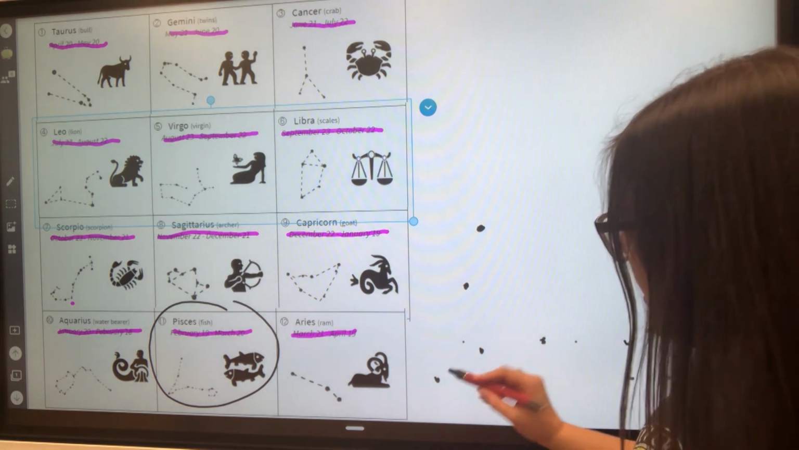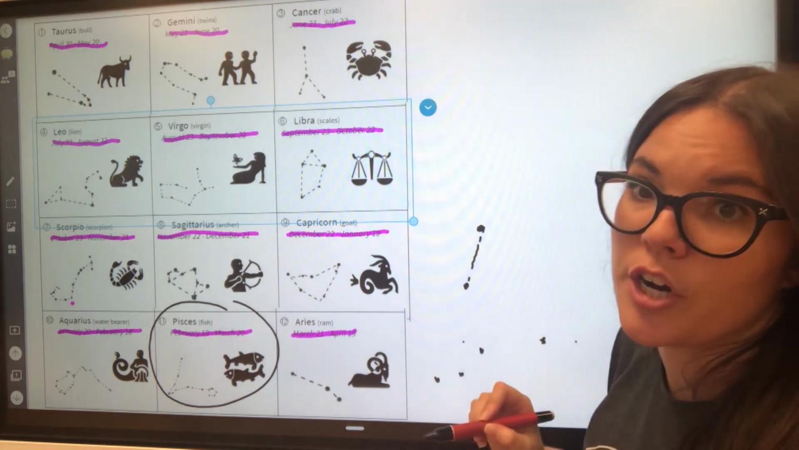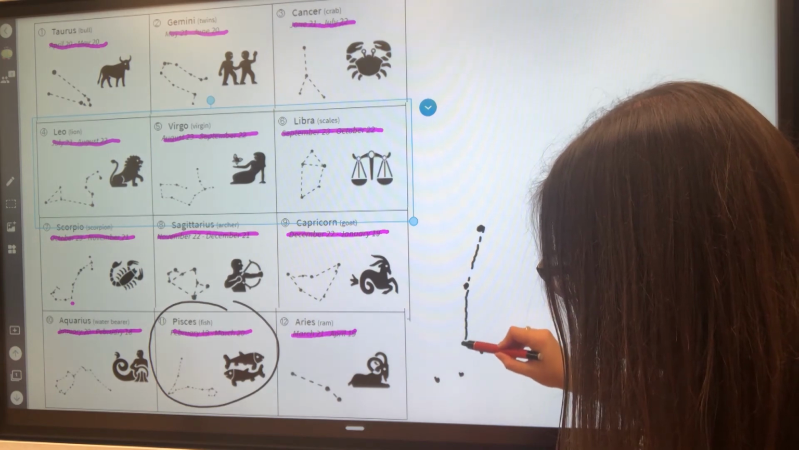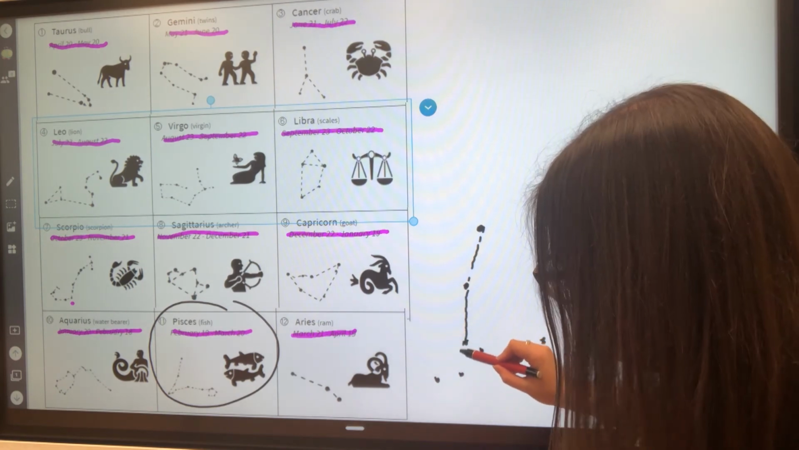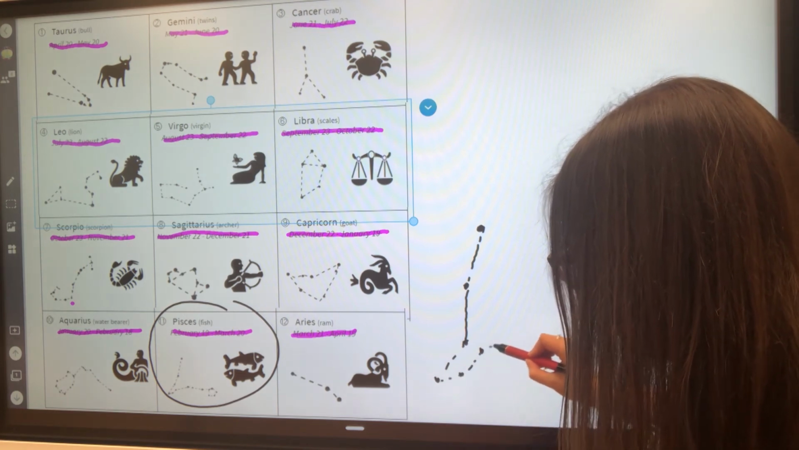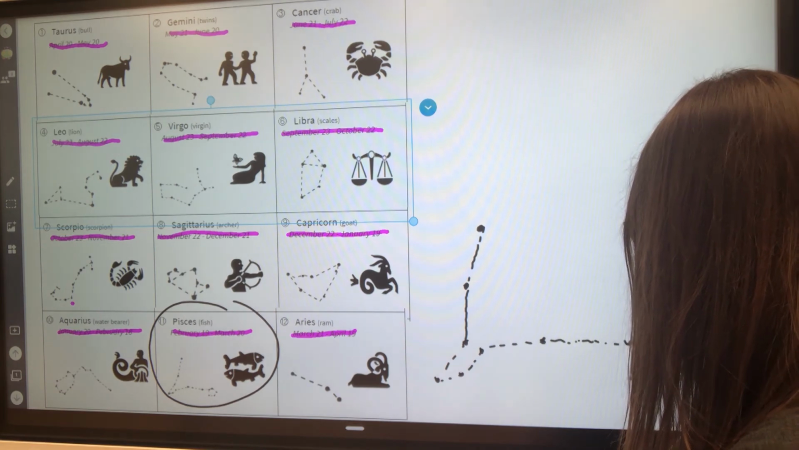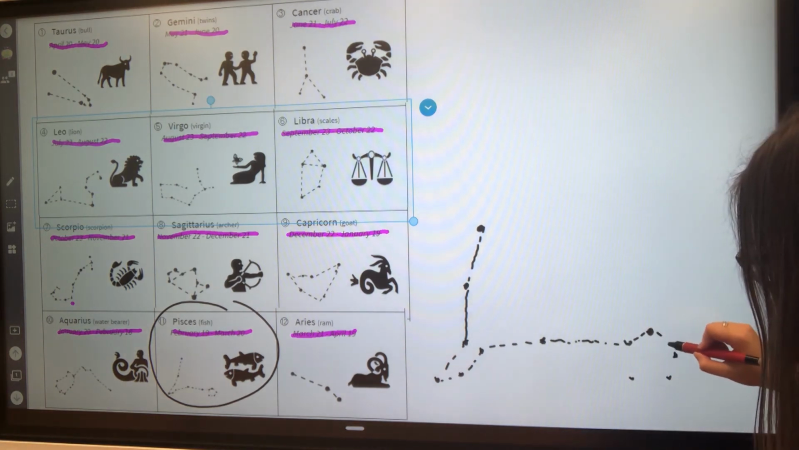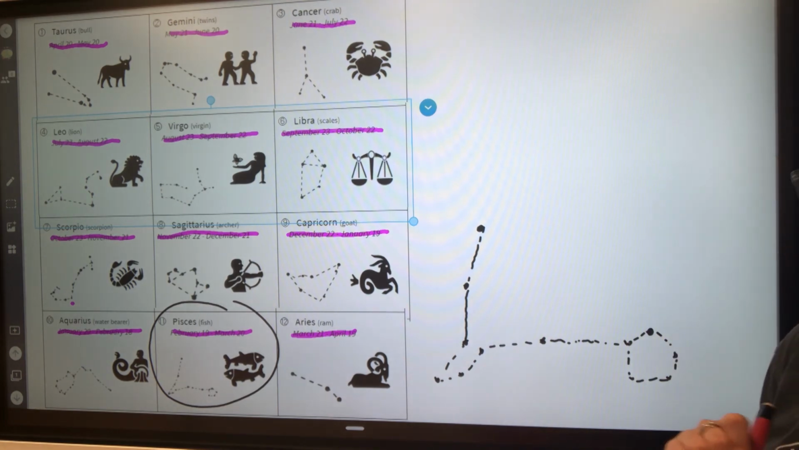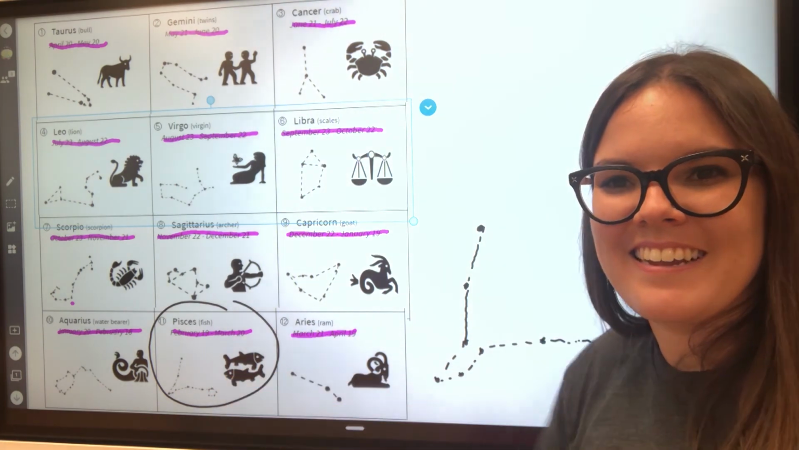Okay, now let's go ahead and connect these dots. So I'm just gonna, or stars, not dots, silly. Okay, so that, and then there's my constellation. What do you guys think? Does it kind of look like that one? That was kind of fun.